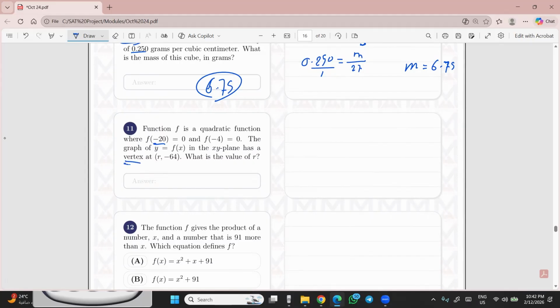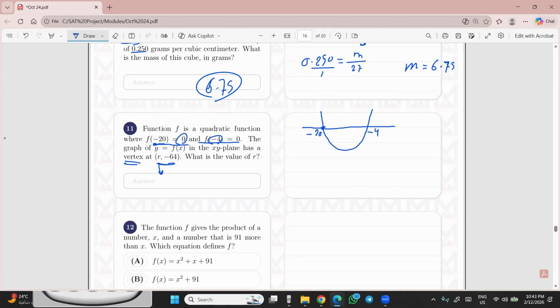So this is the vertex. And there is something very, very important here and very easy to apply. Whenever you have a graph of a function, which is a quadratic function, let's make it like this, and it intersects the x-axis at 2 points. So this is, for example, our x-axis. This point is negative 20 because y is equal to 0. This point is negative 20 and 0. So negative 20 here. And this point is negative 4. And the vertex is something, we need to get the value of r.